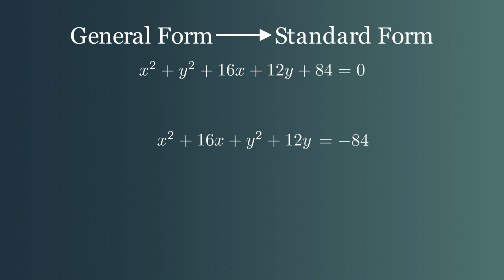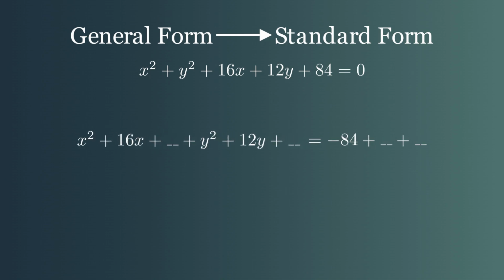Step number 2. Group them into trinomials. Group the x variables and y variables. We will get x squared plus 16x plus blank and y squared plus 12y plus blank. Why do we have blanks here? Since we need to group them into trinomials, we must add blanks. If we add 2 blanks or spaces to the left side of the equation, we should also add 2 blanks or spaces to the right side of the equation. Now we have x squared plus 16x plus blank plus y squared plus 12y plus blank equals negative 84 plus blank plus blank. We are getting closer to getting the standard form of this equation.